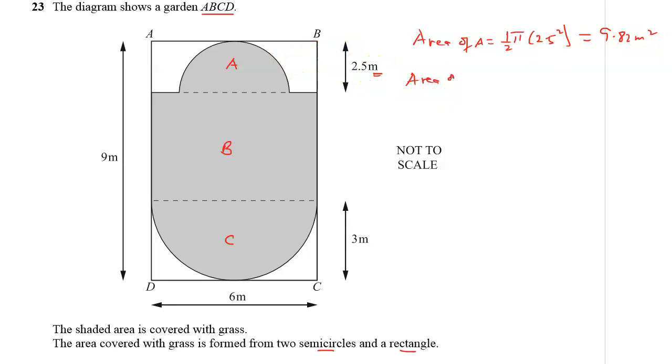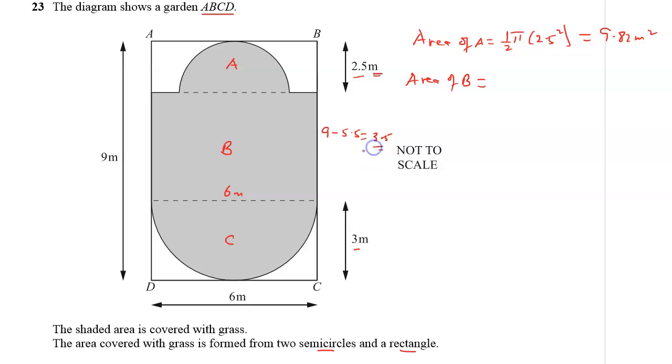Go again to the area of B. B is a rectangle. You can see the distance from D to A is 9 meters. The radius for A is 2.5. The radius for C is 3. 2.5 plus 3 gives us 5.5. This side will be 9 minus 5.5, which should give us 3.5. Therefore, of course, the other side of B here is 6 meters.